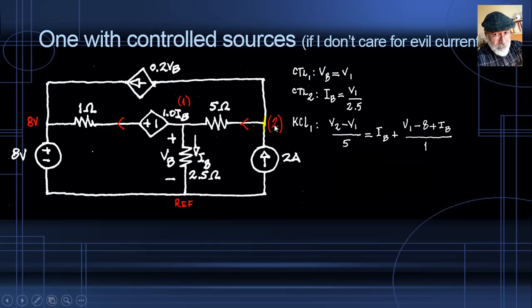Now for node number 2: one current arriving, 2 amps, and two currents leaving. Leaving are (V2 minus V1) over 5, and the one on the top, that is a current source, 0.2 times VB. We have 4 equations and 4 unknowns: V1, V2, IB, and VB.